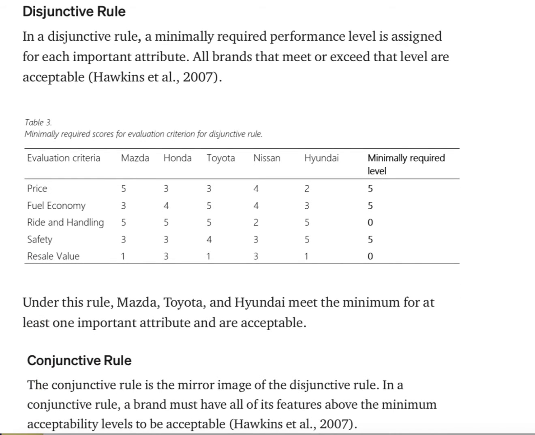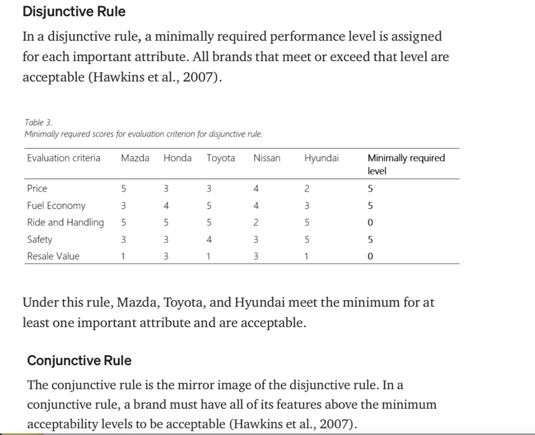It establishes a minimum level of performance for each important attribute, often at a fairly high level. All brands that surpass the performance level for any key attribute are considered acceptable. Using this rule, you would say, I'll consider all or buy the first brand that performs really well on any attribute I consider to be important.